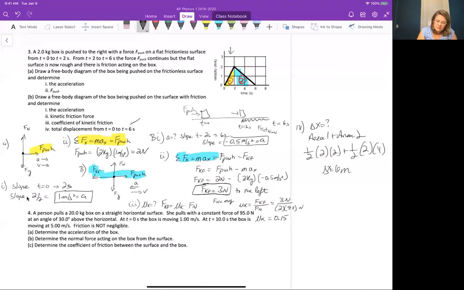And they asked for the displacement. They didn't ask for position, because then I'd have to take that number and figure that out based on where it started, right? Kind of like what we had on our exam. Delta x equals 6 meters. Okay.